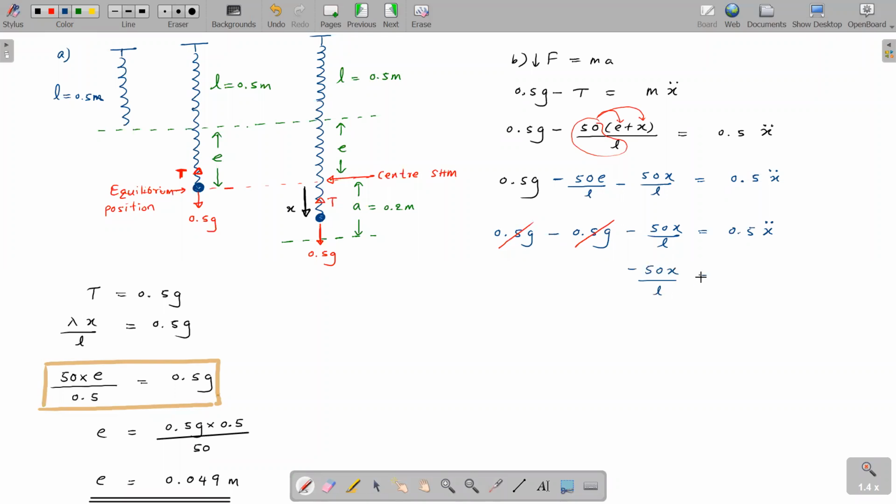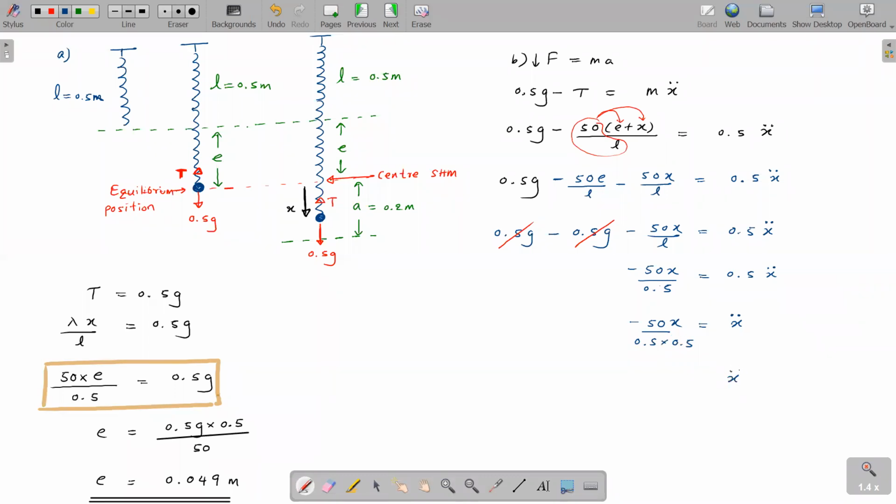We get minus 50x over L equals 0.5 x double dot. So x double dot equals minus 50x over 0.5L, right? Do you agree? Okay, so now let's simplify. 50 over 0.5 is, and for the natural length we also have the value, right? Natural length is also 0.5. So 0.5 into 0.5. What is the answer?